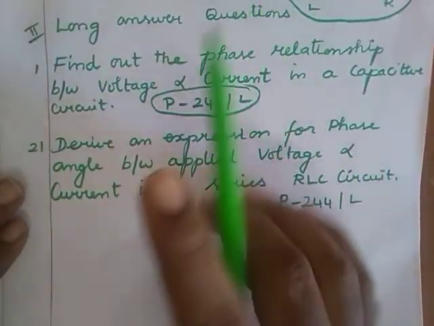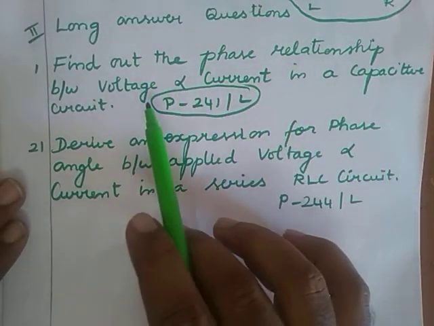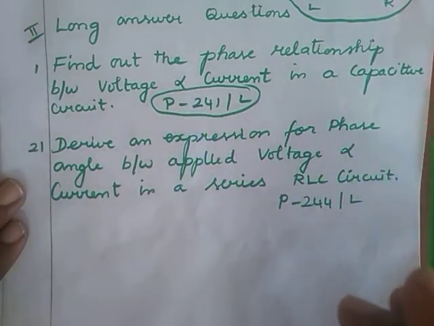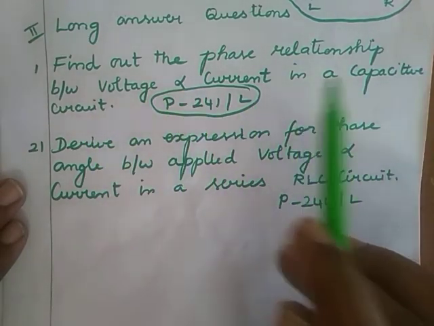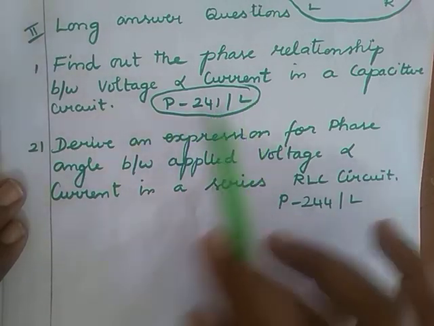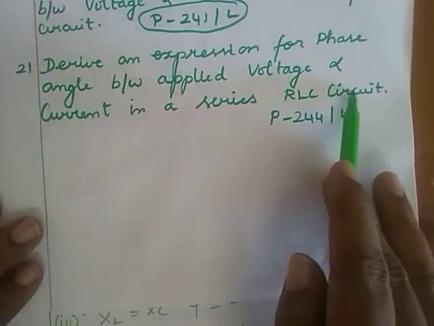Then next, find out the phase relationship between voltage and current in a capacitor circuit. We found that in the capacitor circuit, current leads voltage by phase angle. That is on page number 241, left side. Then this is the RLC series circuit answer.